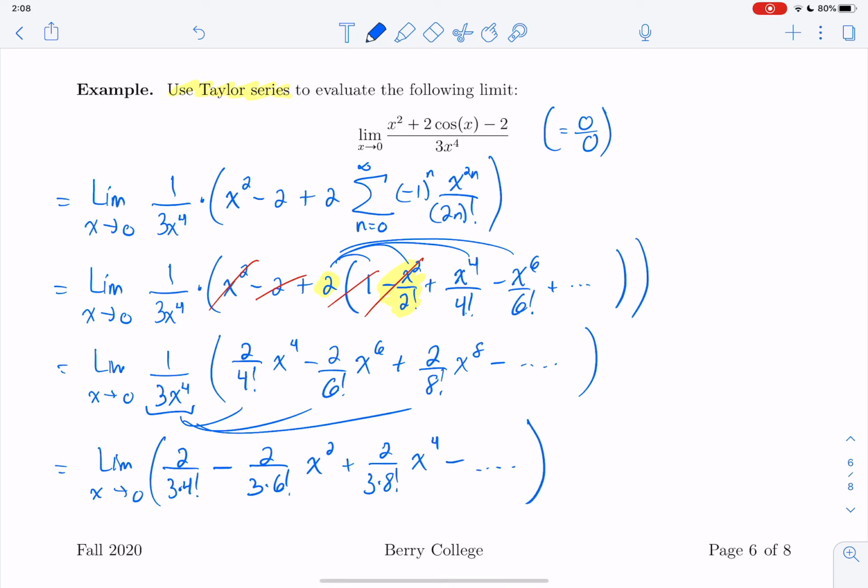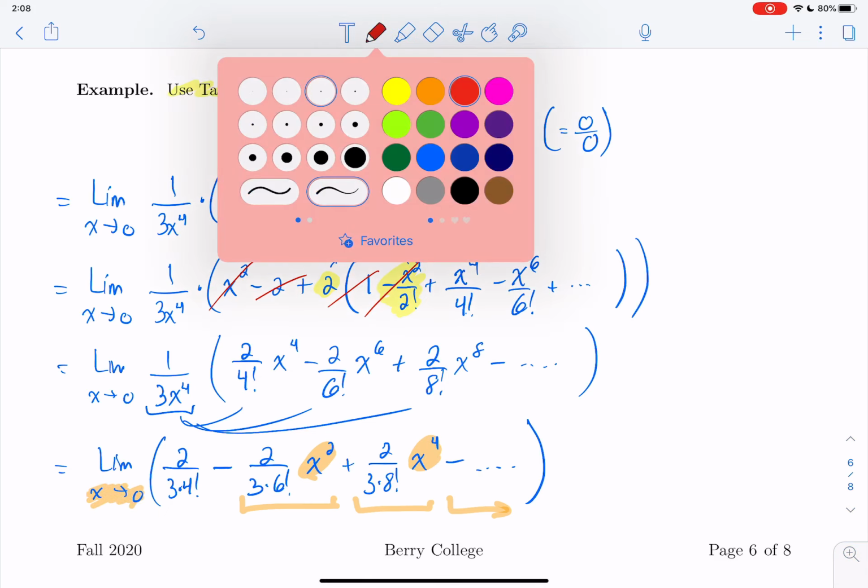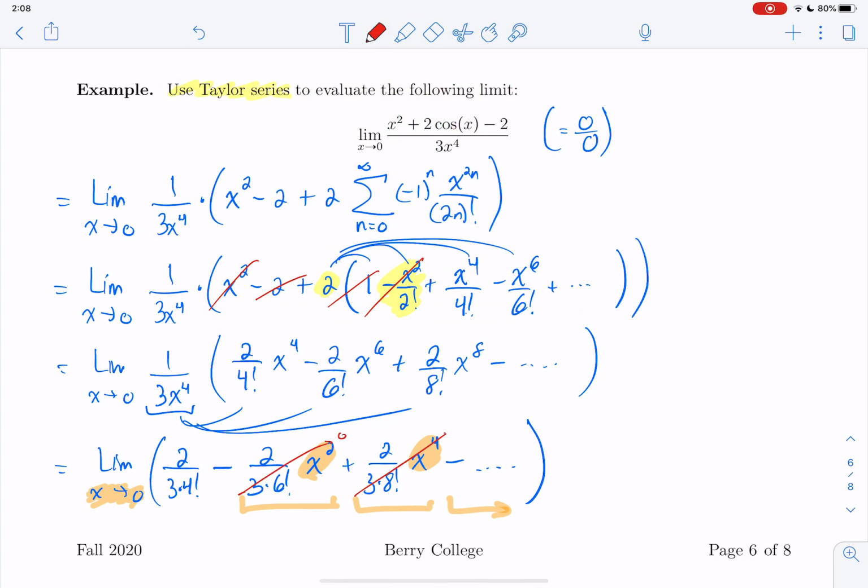And the key observation is that this term, and all future terms, all of these terms have x's in them. Which means as I take the limit as x goes to 0, all of those terms themselves are going to go to 0, with the stark exception of the first term, which has no x in it. So therefore, that first term is the only one that survives, and this limit is equal to 2 over 3 times 4 factorial.